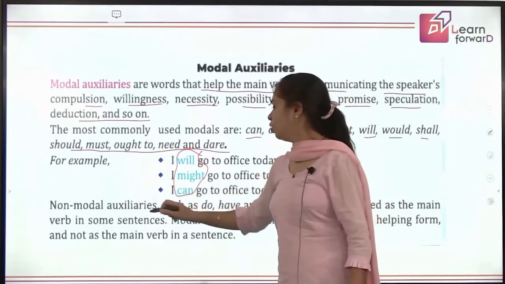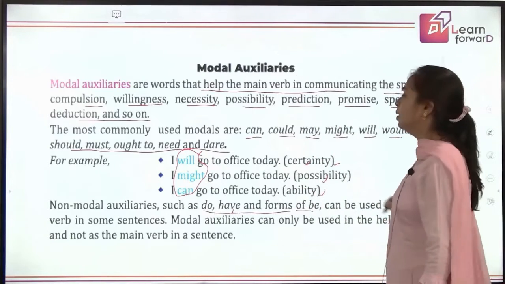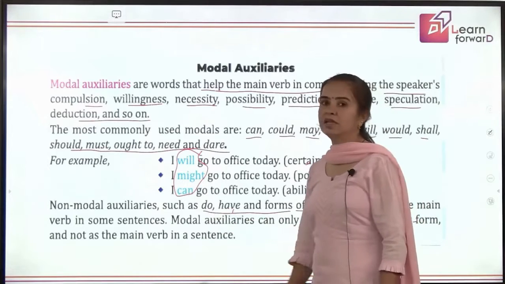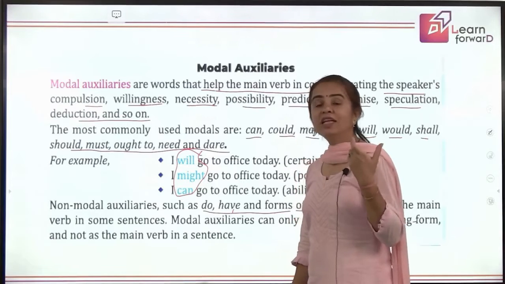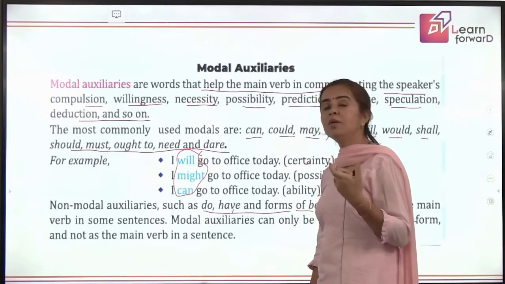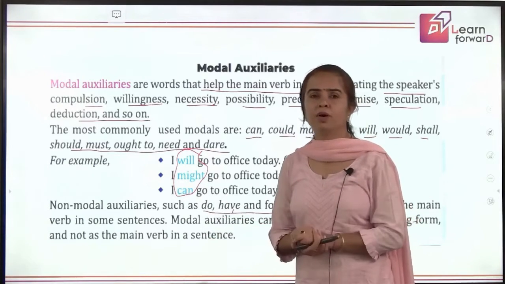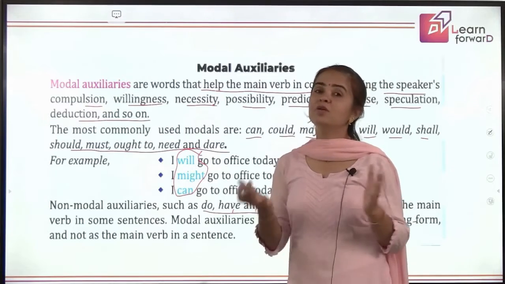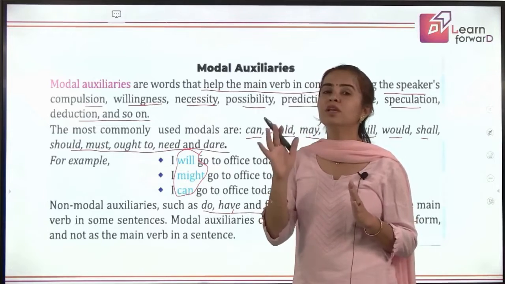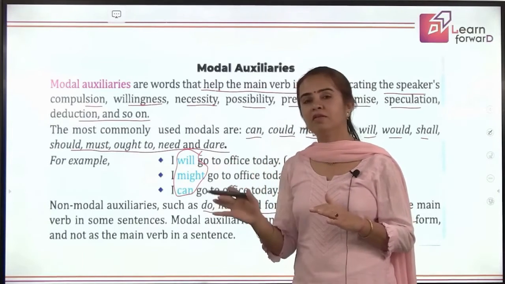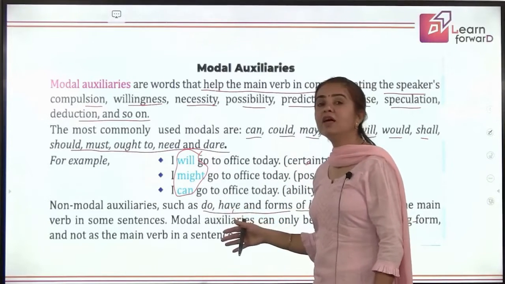So non-modal auxiliaries like do, have, and forms of be, they can be used as the main verb also in some sentences. Like when I say she is a teacher, so here the be form is not being used as auxiliary because there is no other main verb, no main action being talked about. So when there is no main action, how can you say that the other verb is the helping verb? Always remember, help comes only when we have something in main, right? When we have a principal verb there. Otherwise, these verbs also behave like the principal verbs.